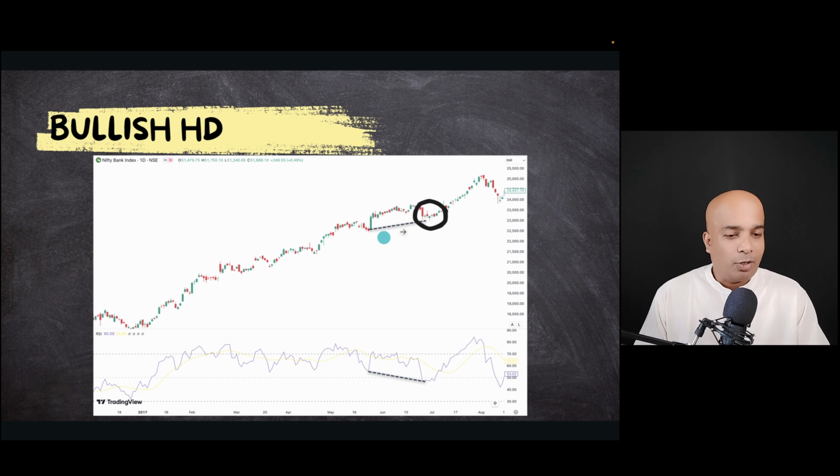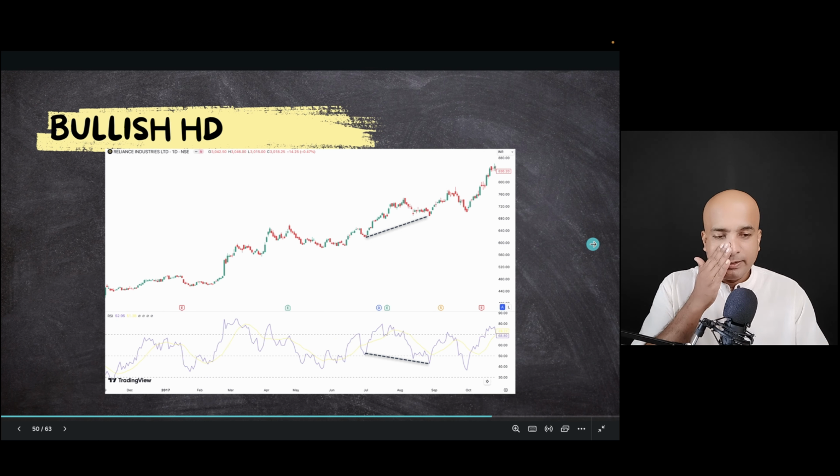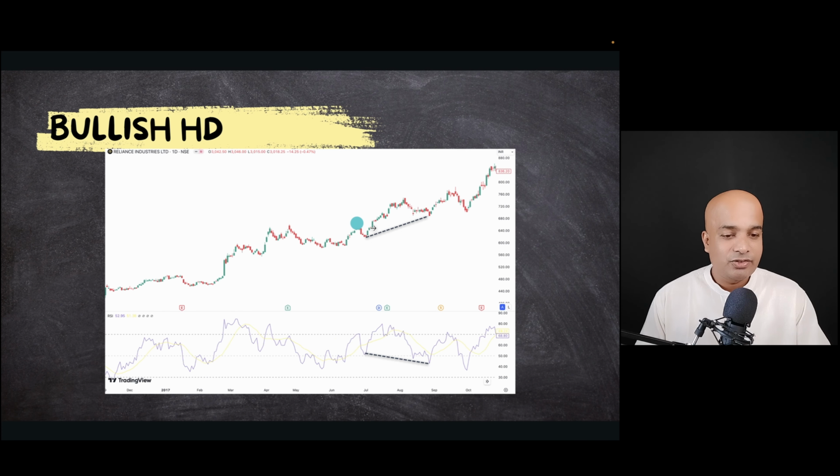See, again it is a proper RSI hidden divergence, higher low, lower low, right? See, this is one more example. Reliance Industries price has made a higher low, RSI made a lower low, but you can see this is a bullish harami pattern, right? This is a bullish harami pattern.